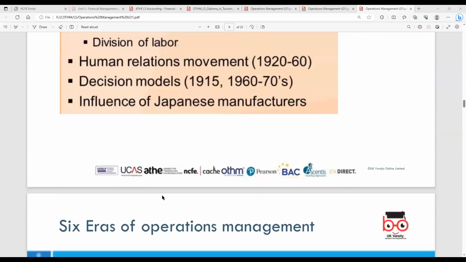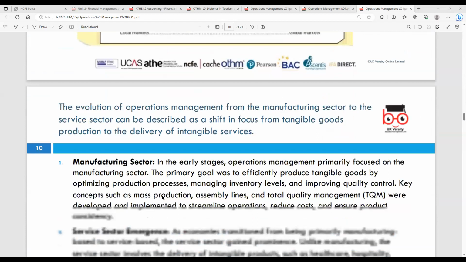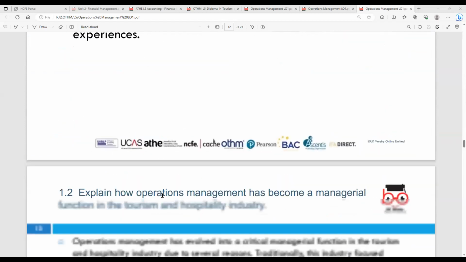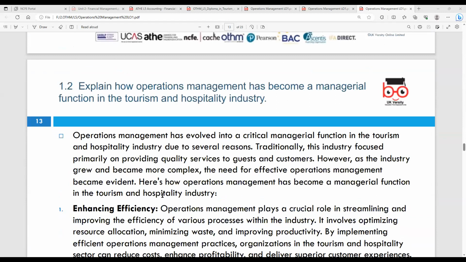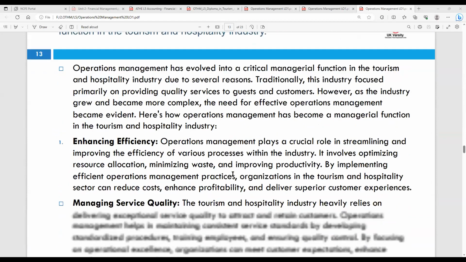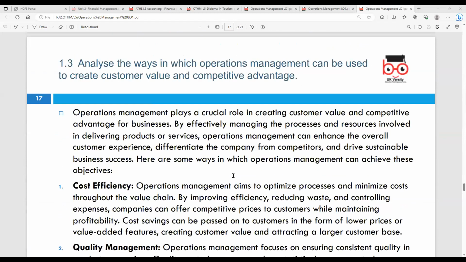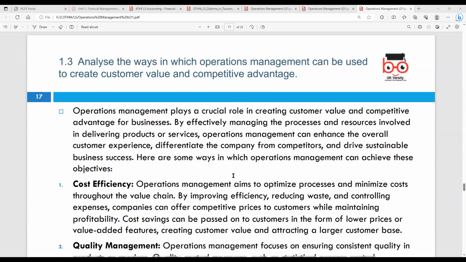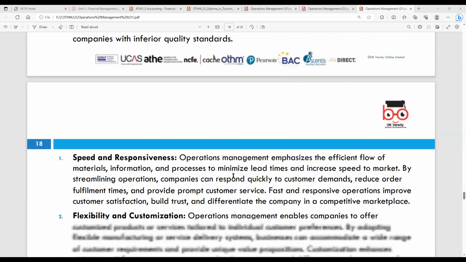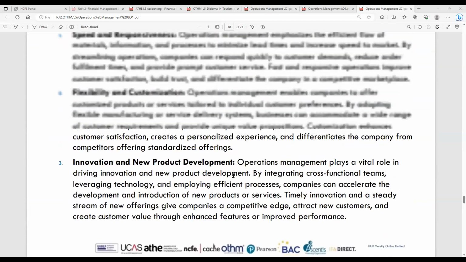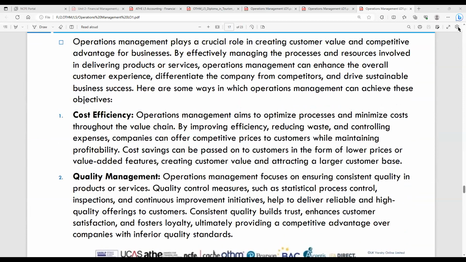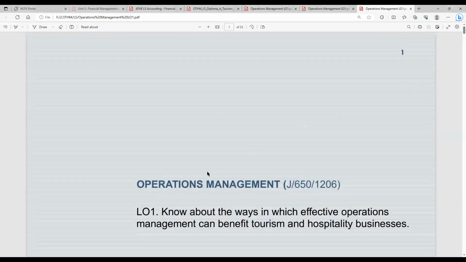The second criteria, which we'll be looking at, is 1.2, and that will be to explain how operations management has become a managerial function in the tourism and hospitality industry. And the third learning assessment criteria will be to look at the ways in which operations management can be used to create customer value and competitive advantage. Then we'll look at the overall learning outcome, how it's effective for the operations management in the tourism industry. Is that okay?